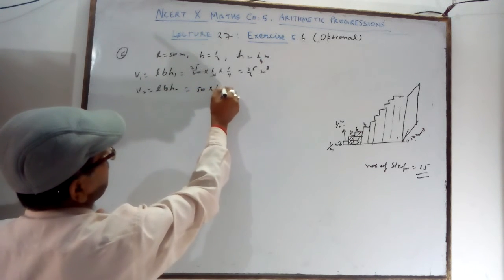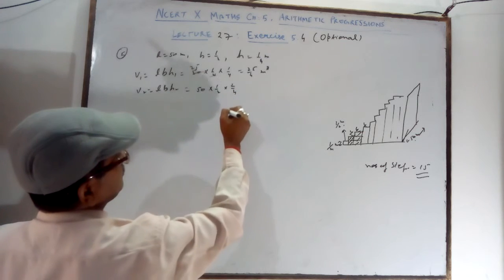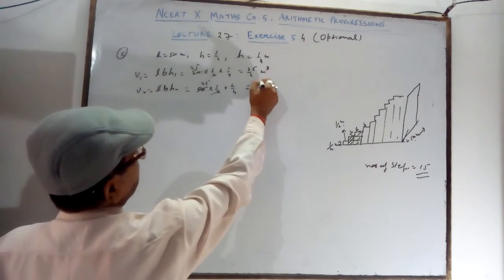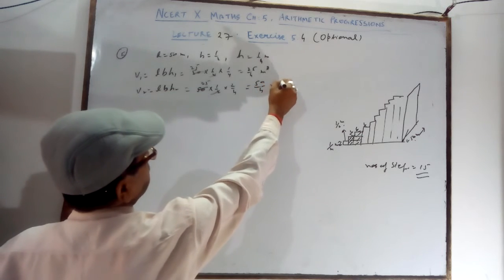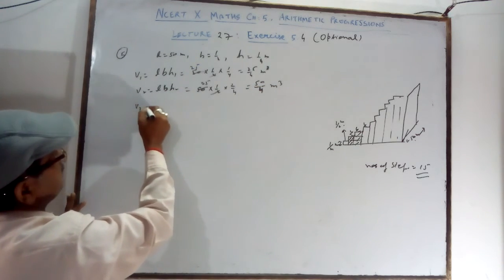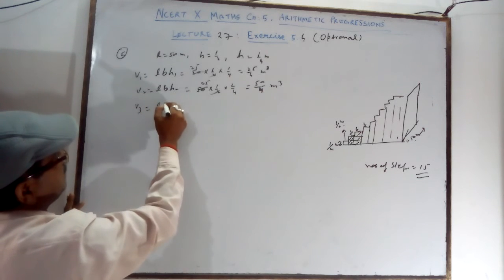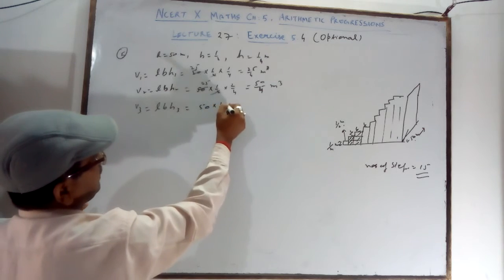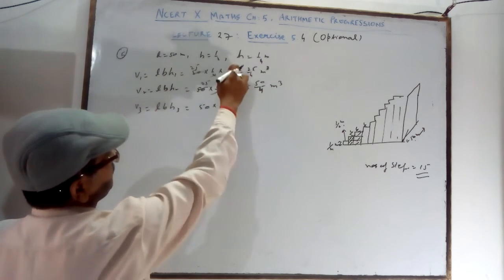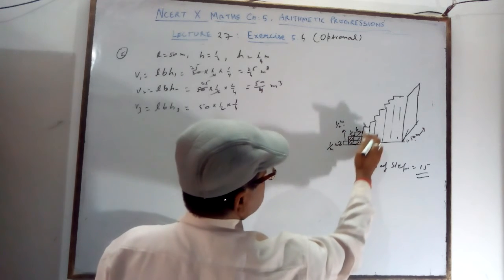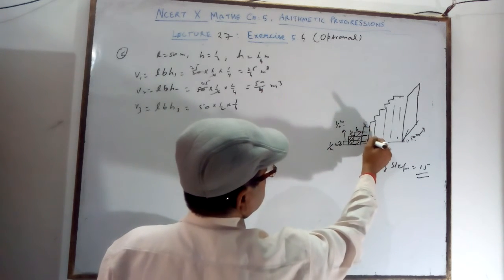For LBH2, what is given? 50 into 1 by 2 into 2 by 4. So what will you get? 50 by 4 meter cube. I am keeping 4 as it is. V3 is LBH3, 50 into 1 by 2 into 3 by 4. The heights are 1 by 4, 2 by 4, 3 by 4, 4 by 4.